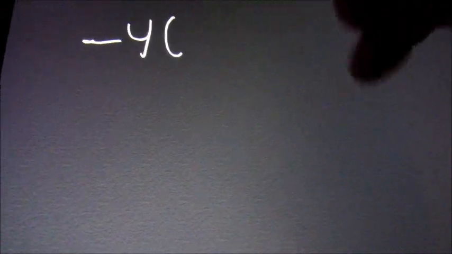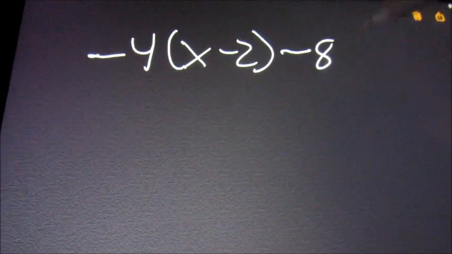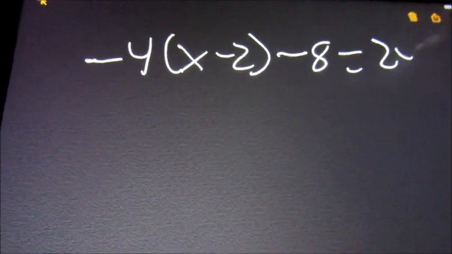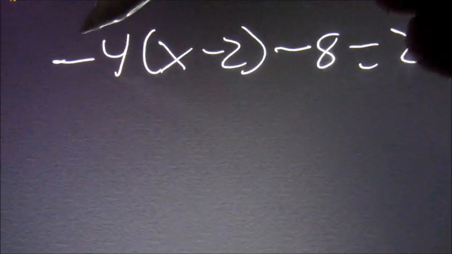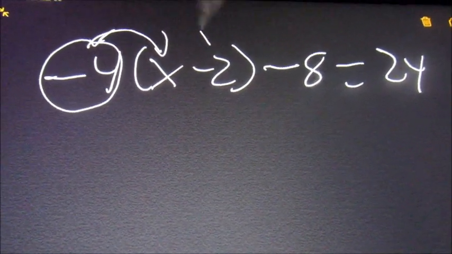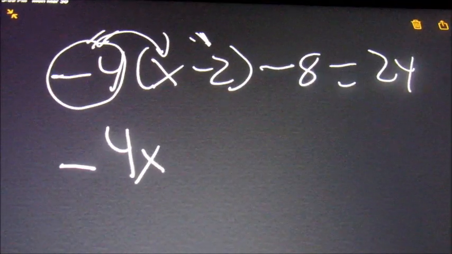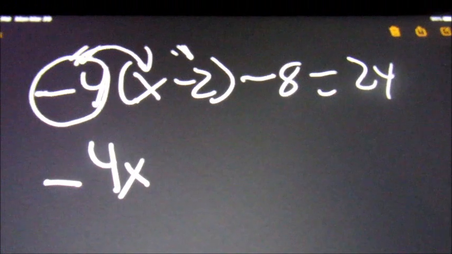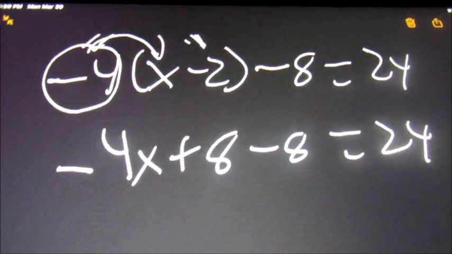Alright, so next, let's say that we have negative 4 times, in parentheses, x minus 2, close the parentheses, minus 8 equals 24. So if you remember from the last section, the first thing we have to do is distribute, but here we have to distribute a negative 4. So negative 4 times x is negative 4x. Negative 4 times negative 2 becomes plus 8. We have a minus 8 equals 24.